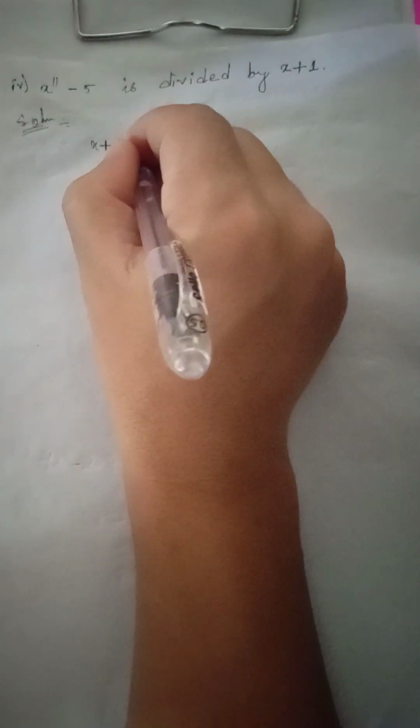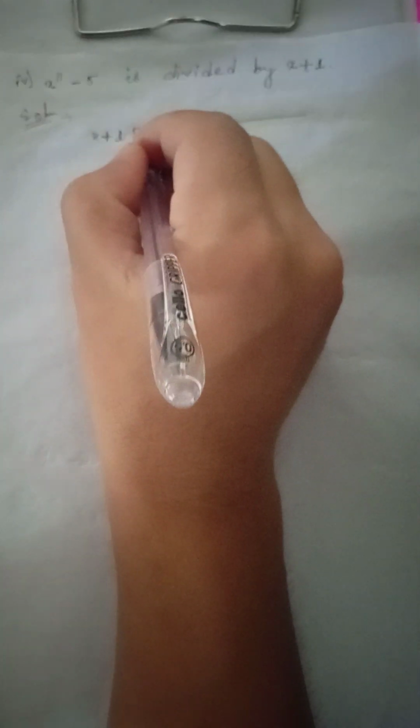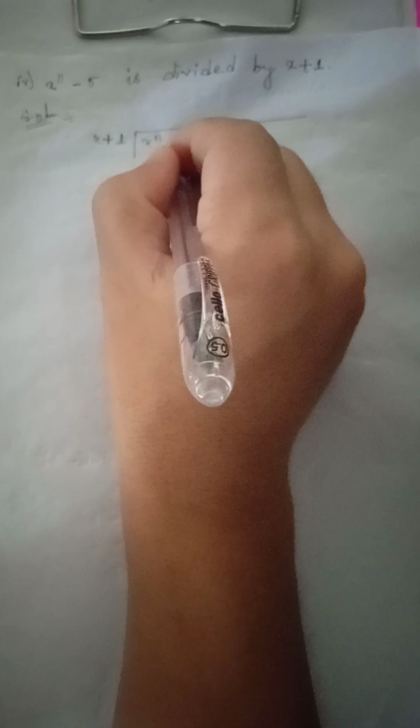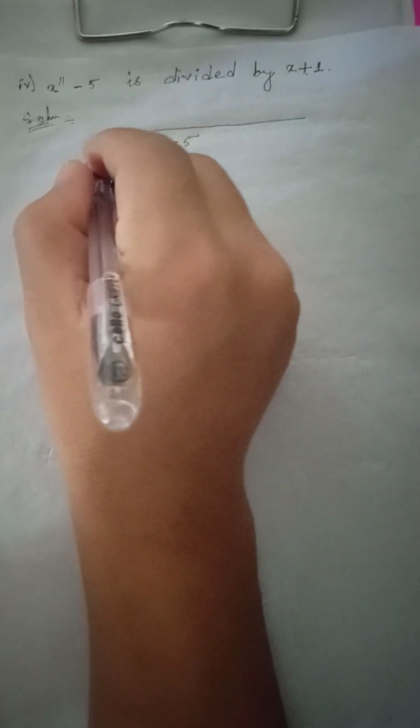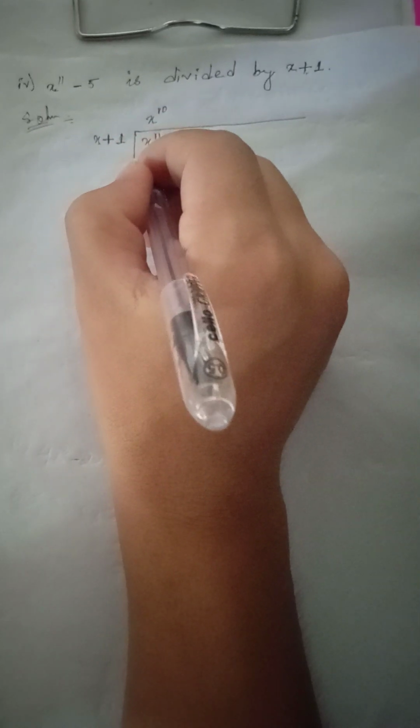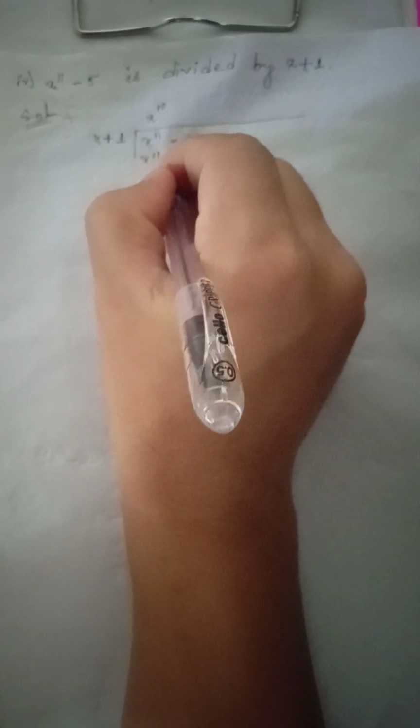After that, what is the polynomial that it will be dividing by this polynomial? It is x power 11 minus 5. And x, how many times will it be? X power 11, it is x power 10. If you multiply x power 10, it will give you x power 11, plus into plus it will give you plus. After that, 1 into x power 10 will give you x power 10.